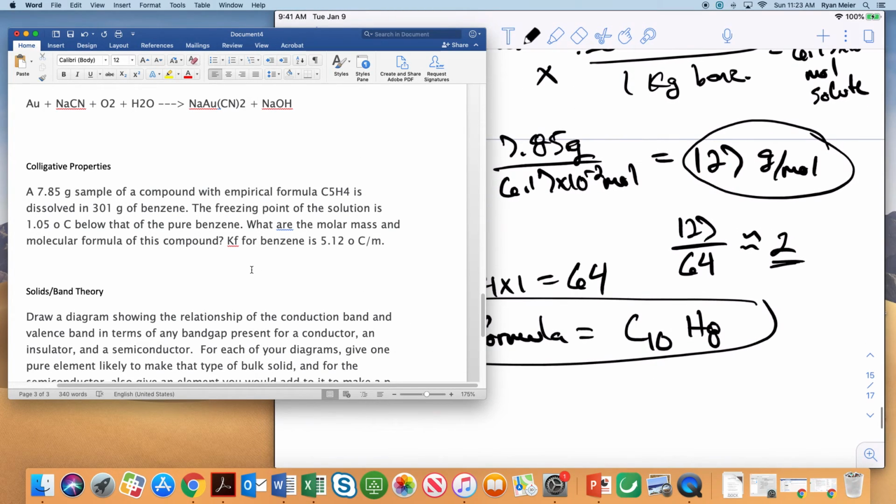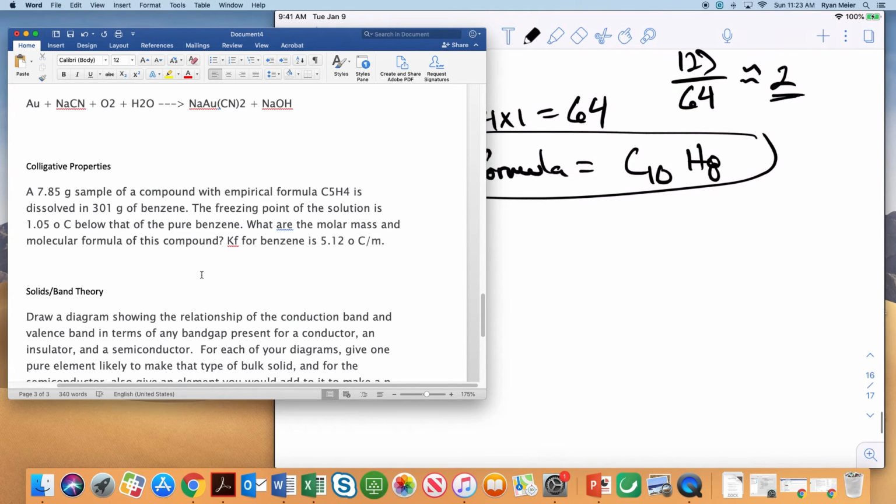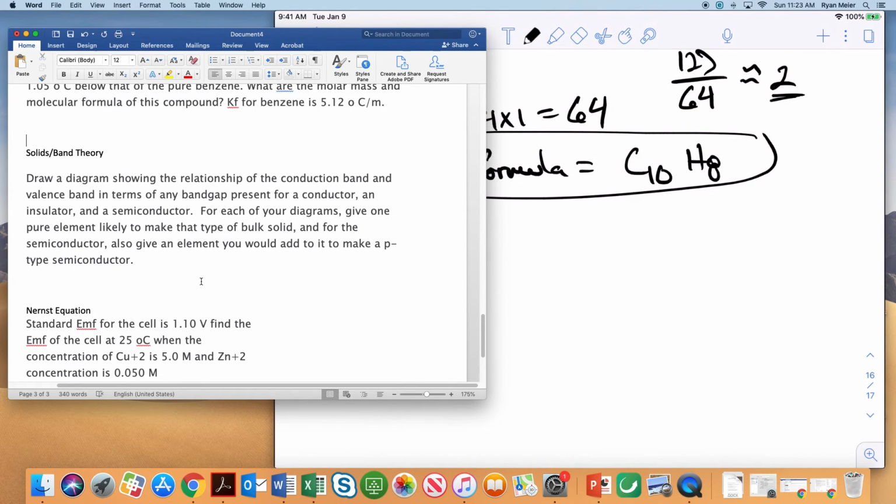Okay, a couple more examples. There's a few more examples here as we're getting to the end. A couple more things: solids and band theories. This is kind of a review of how we view conductors versus semiconductors versus insulators, kind of from a visual sense.